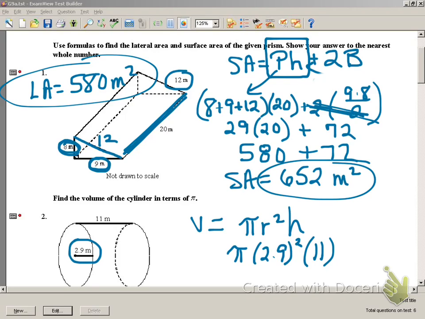So plugging that into the calculator, we come with an answer of 92.51 pi cubic meters. As it says, find the volume of the cylinder in terms of pi, so we need to leave pi in our answer and not multiplying by 3.14.